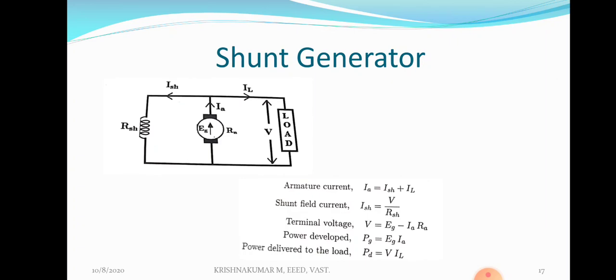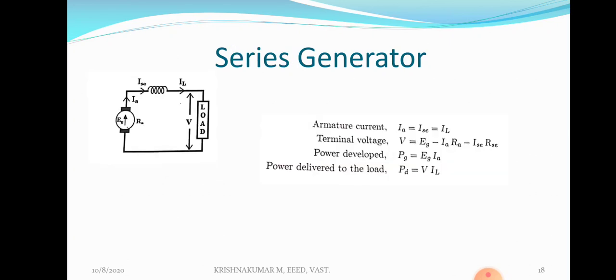Look at the earlier figure. In this case, Ia is equal to Ish plus IL because the shunt field and load are connected across the armature. In this case, field and load are connected in series with the armature. Therefore, Ia is equal to IL is equal to Isc, the series field current. Ia is equal to Isc, series field current, is equal to load current. So the equation is different from that of the shunt generator because in the earlier case, in the case of a shunt generator, Ia is equal to Ish plus IL. Here it is not so.